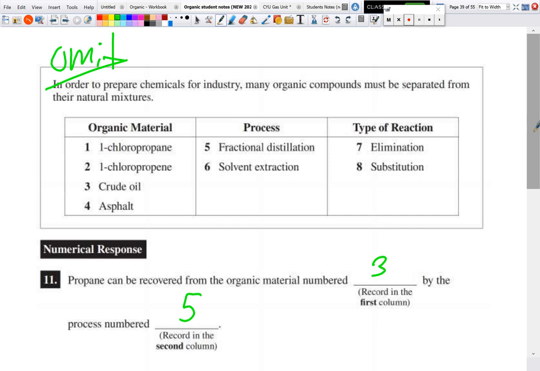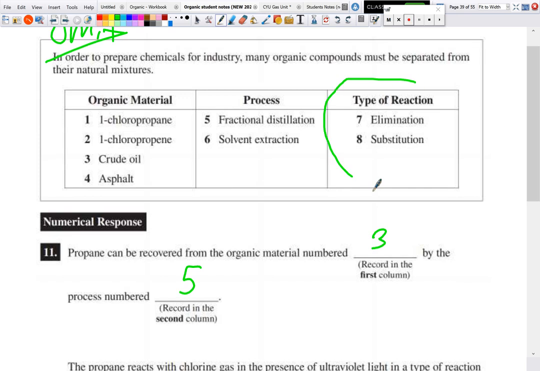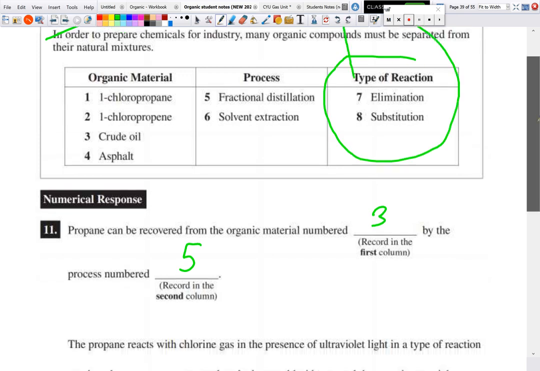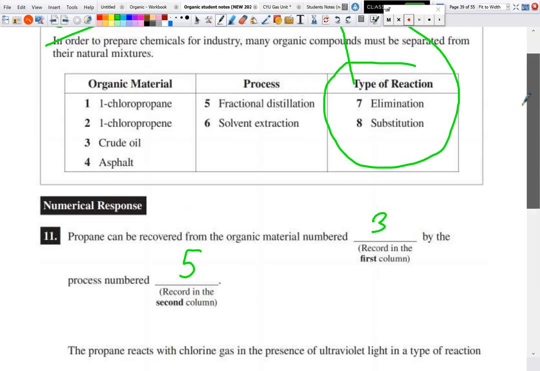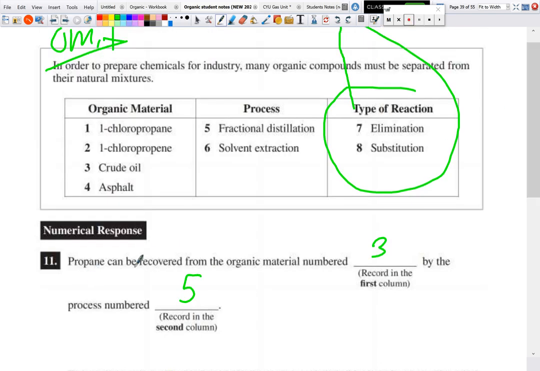Now for that last one, sorry if you tried this one and couldn't get it. Please omit this one. When I put this question in, I forgot about the types of reactions, and we're going to look at that next week. So after next week, we can go back and then fill this in. But if you manage to get this far, so propane can be removed from organic material known as crude oil, and the process is labeled fractional distillation.